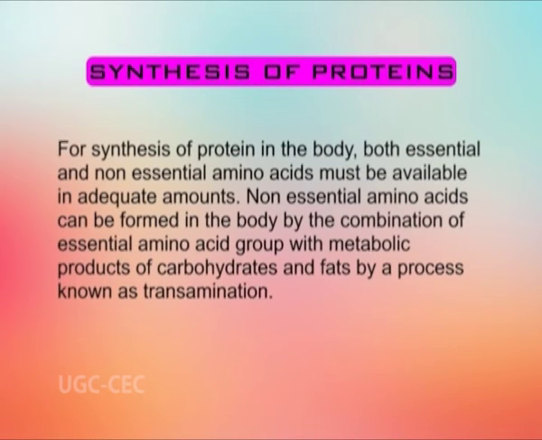For synthesis of proteins in the body, both essential and non-essential amino acids must be available in adequate amounts. Non-essential amino acids can be formed in the body by the combination of essential amino acid groups with metabolic products of carbohydrates and fats by a process known as transamination. Some of the amino acids are split off by a process known as deamination. The nitrogenous byproducts, if not utilized, are excreted in the urine as urea, uric acid, and creatinine.